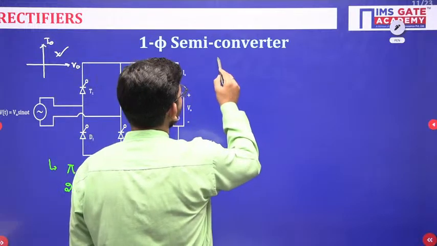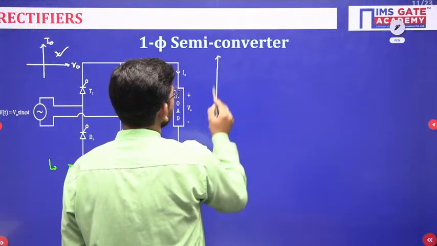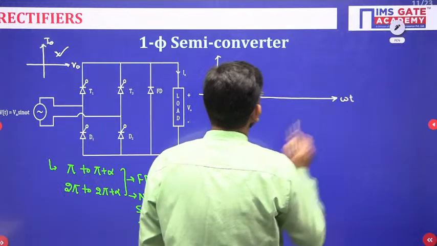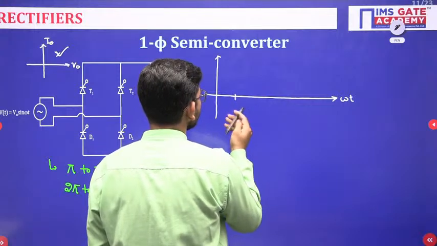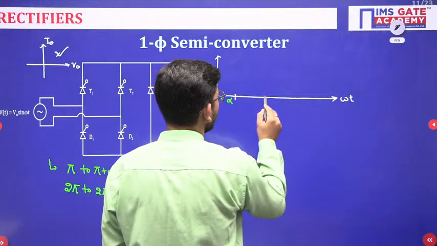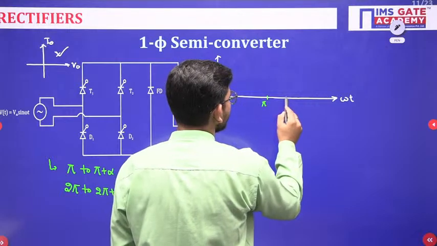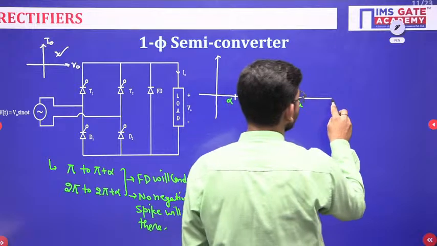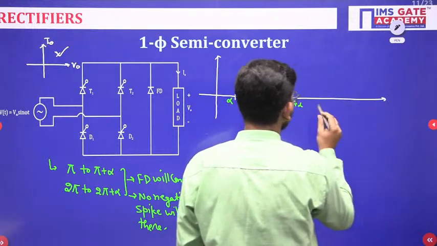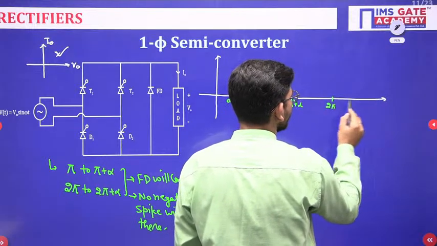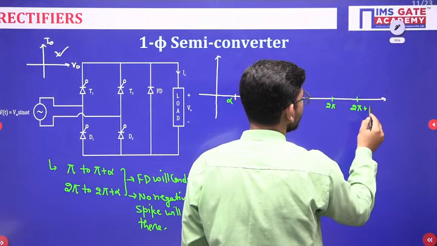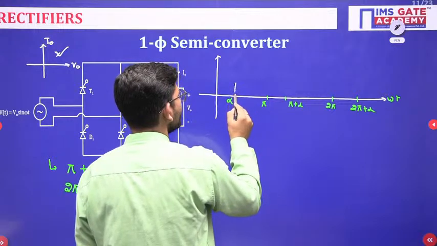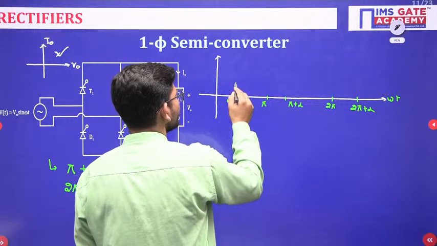This is the advantage. So semi converters are more advantageous than the full wave converter. Now how will the output voltage waveform be? Just see, the output voltage waveform will be like this. If this is alpha, and if I call this pi, this will be pi plus alpha, and then suppose this is 2 pi and this is 2 pi plus alpha, then how will my output voltage be? My output voltage will now have this shape.